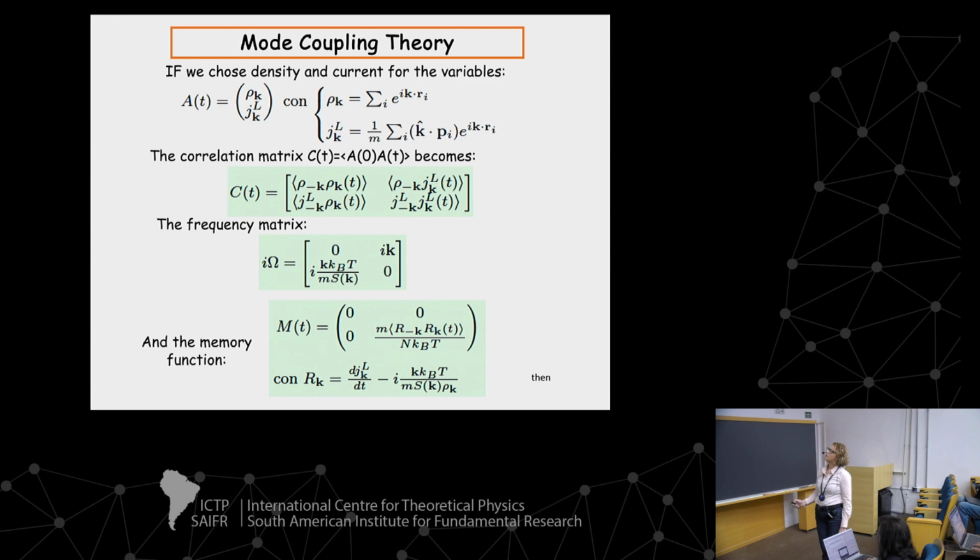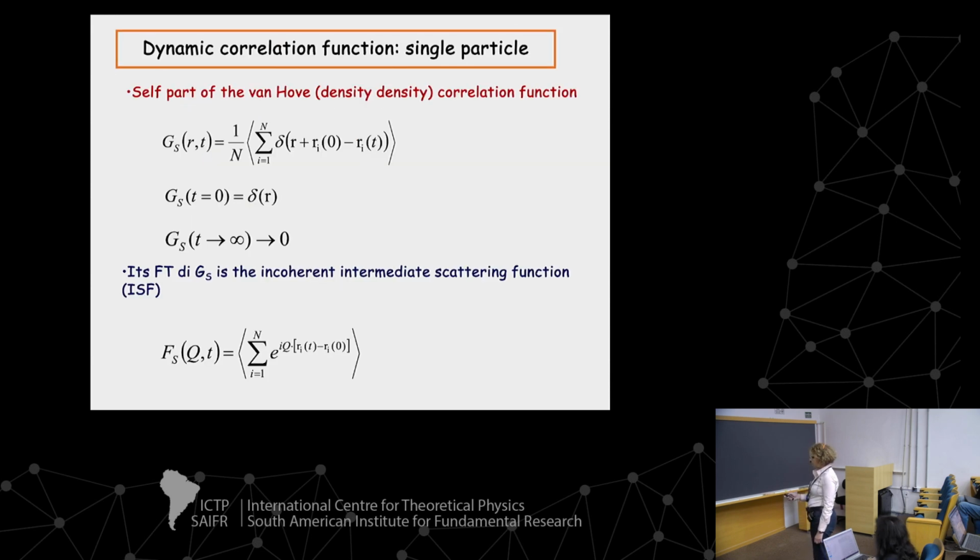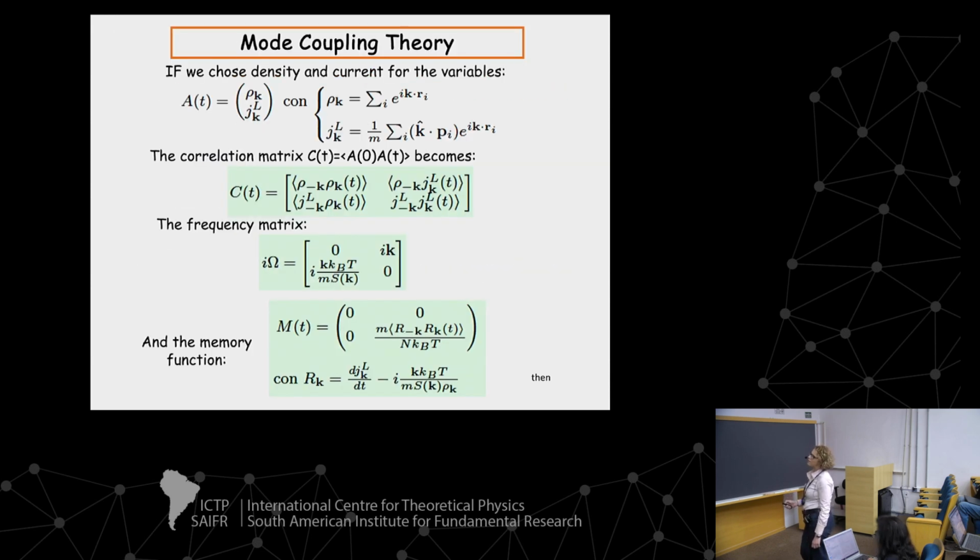And then let's remember the frequency. When I have this correlation matrix, I will have a frequency matrix that is different between all these: 0, ik for these two mixed terms, and 0 for jj. The memory kernel is 0, 0, 0, and then we have this part for the jj. And the memory function becomes this, with rk equal to this value. Okay, for now that's it.